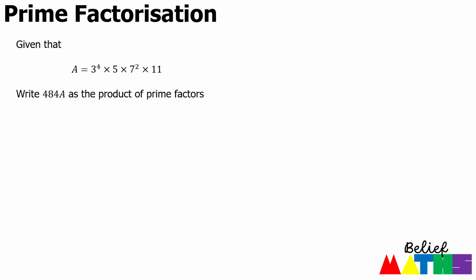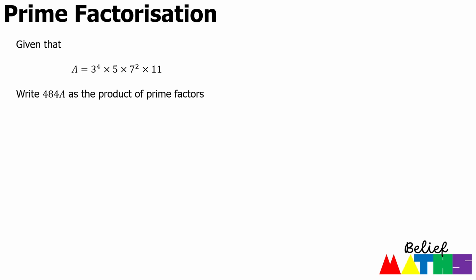Now, this is a harder prime factorization question that they could ask, and it's just an adaptation of it. So it gives you A in its prime factor form, and then gives you 484A as a product of prime factors. Now if you do this without a calculator, you'd write 484 as a product of prime factors, and then you would use your laws of indices to combine each of those.